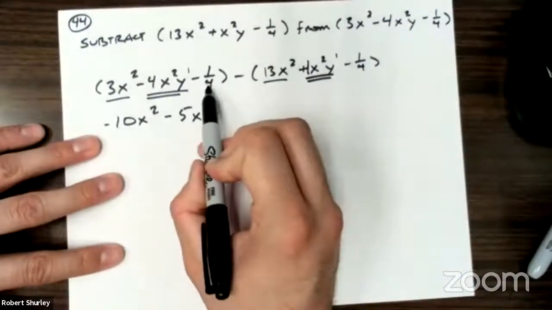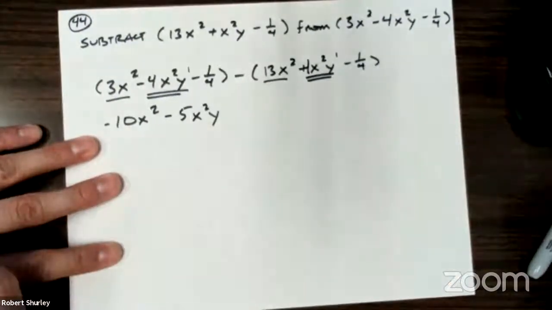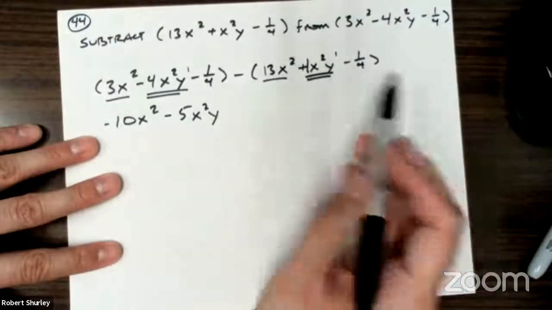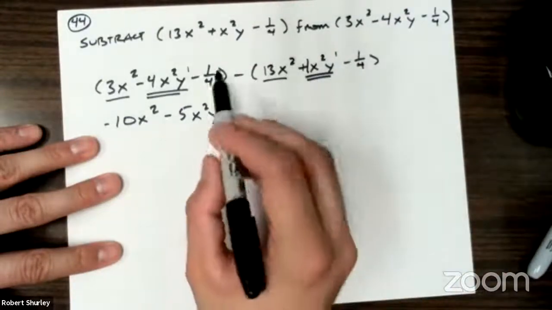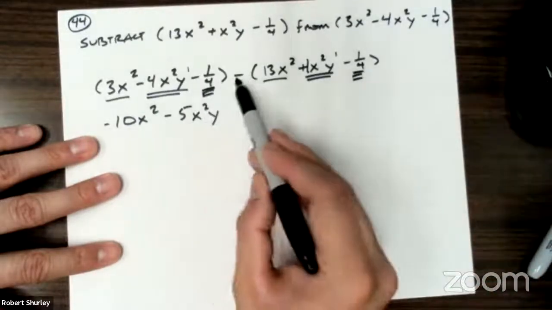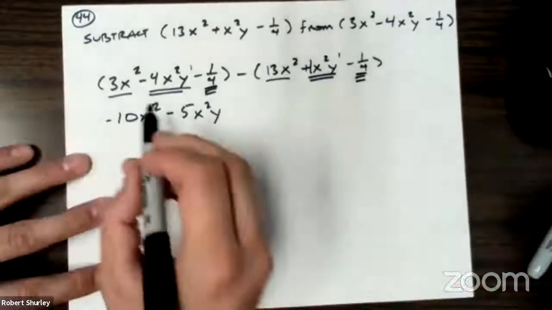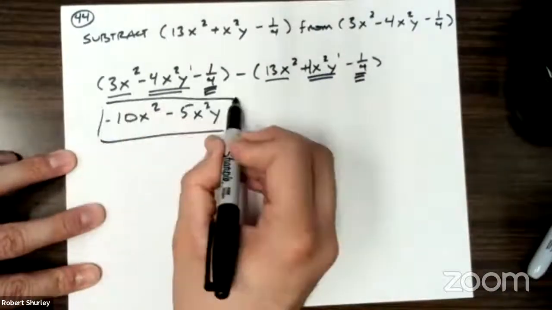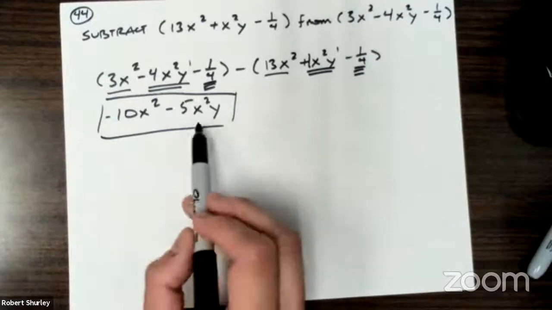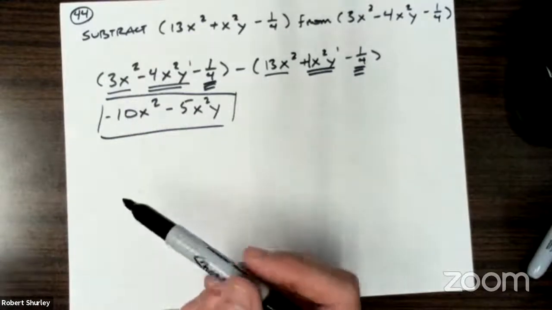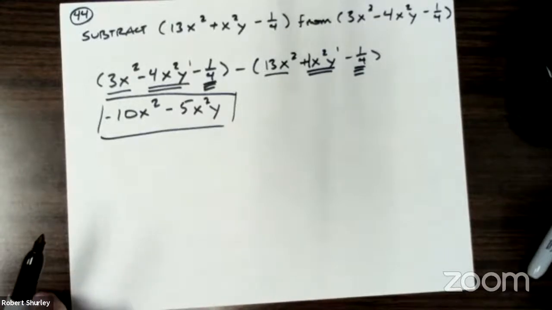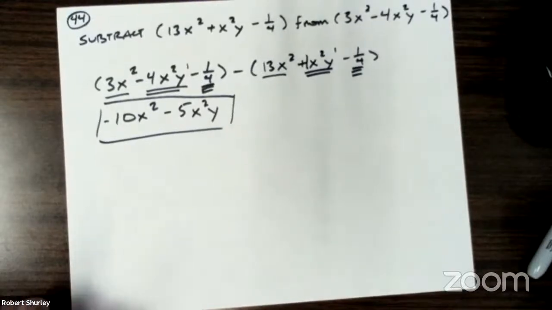And then we get negative 1/4 minus a negative 1/4. Well, that's negative 1/4 plus 1/4, right? The two negatives cancel. So this winds up being 0. These two cancel out because they're opposites. Hey, that goes away. There's my solution. Now, this is not written in descending order, right? If I want to write this in descending order, I need to write the x squared y first. Okay, I didn't do that. That's fine. Not a big deal.